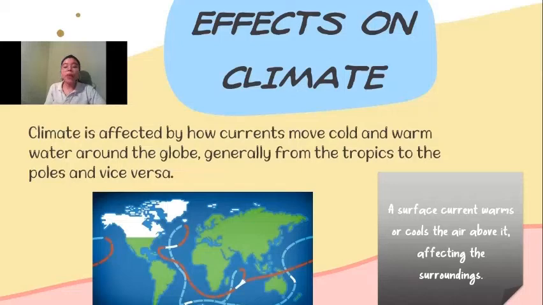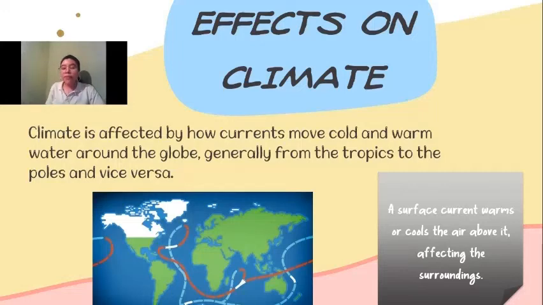Climate is affected by how currents move cold and warm water around the globe, generally from the tropics to the poles and vice versa. So here we've got that the climate is going to be regulated by how currents move cold water and hot water. So if hot water goes up, then it's going to be a mild temperature, a little bit hotter. But when cold water goes down, those places are going to be reached with cold weather, because these currents tend to release this climate into the atmosphere that it reaches.